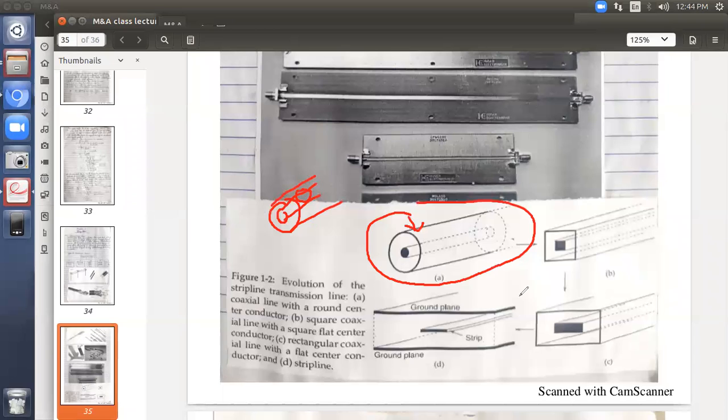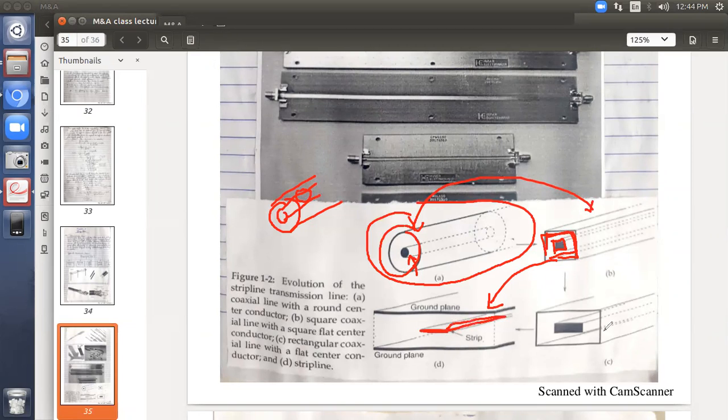How the evolution took place: this circular structure got to a square structure, both inside and outside. The two concentric materials, which were earlier circular in the coaxial cable, they made square, and then probably a rectangular shape. You can see here inside there is a strip. That's why the term strip. A strip is what? Its thickness is very small, it is long. That is called a strip.